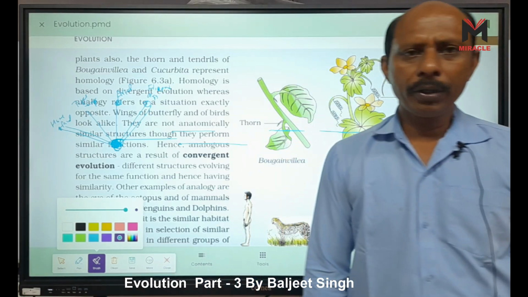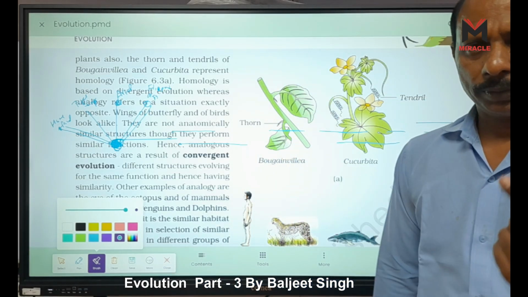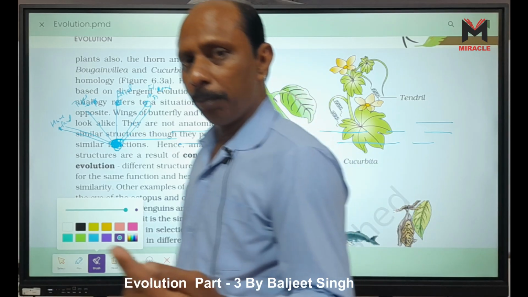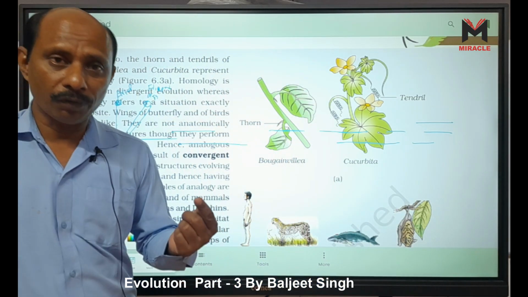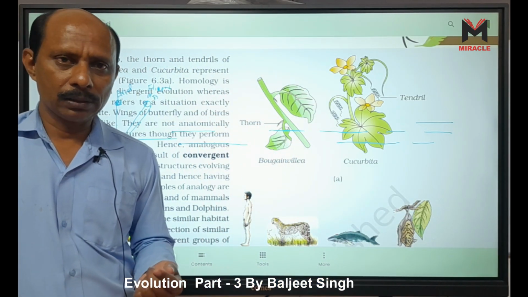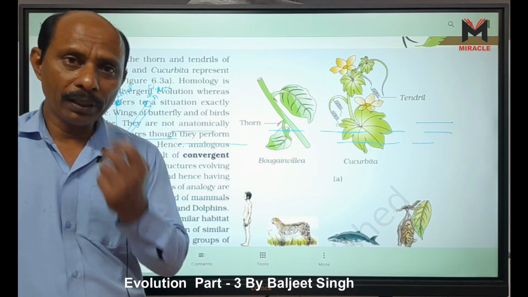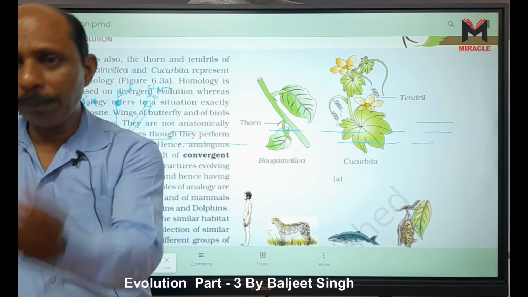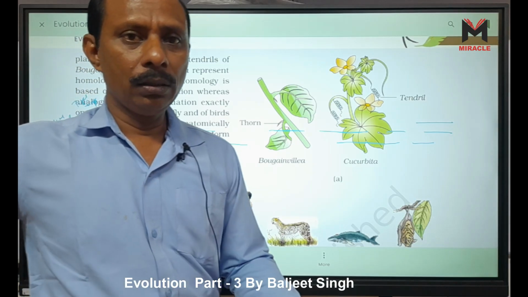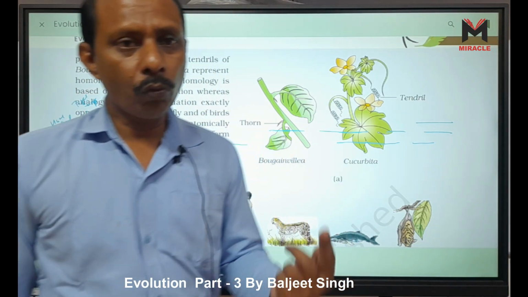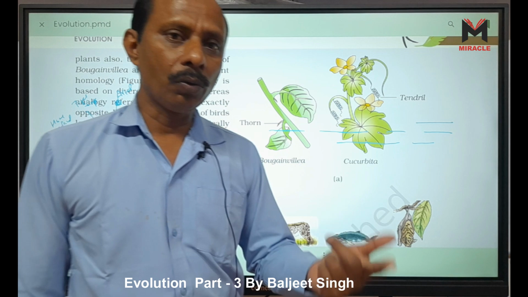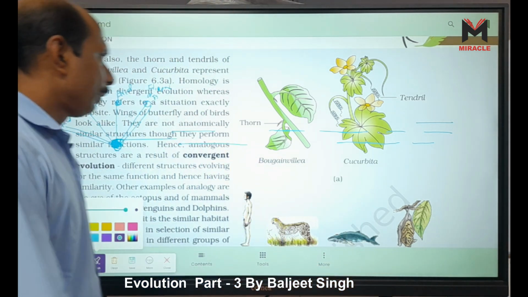Bougainvillea means thorn. Why? Because it has to protect itself from grazing animals. And Cucurbita is a creeper. It needs support, so to climb the support, it converts into tendrils. That is given here.